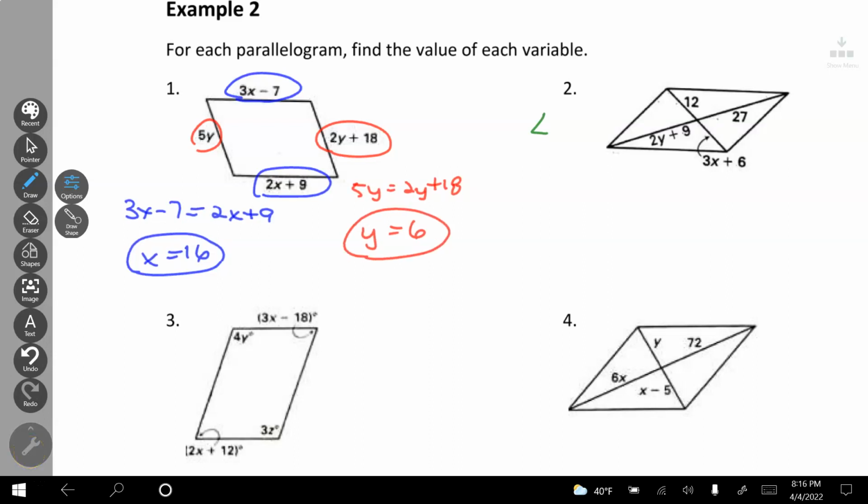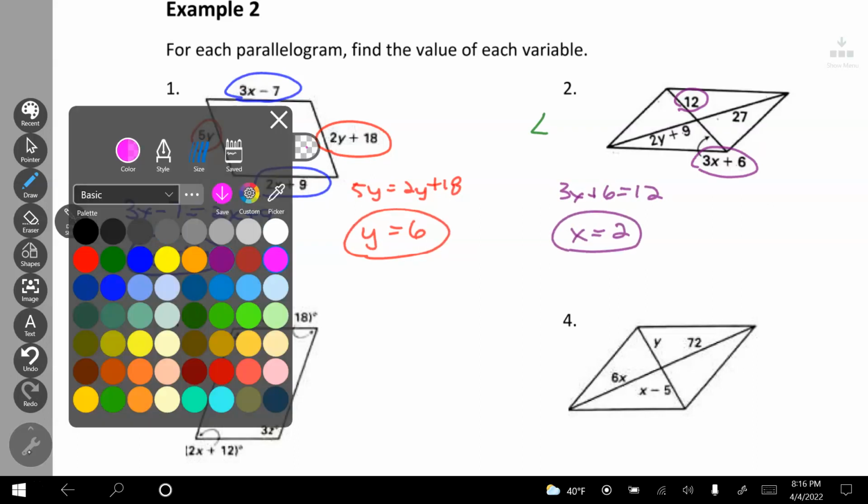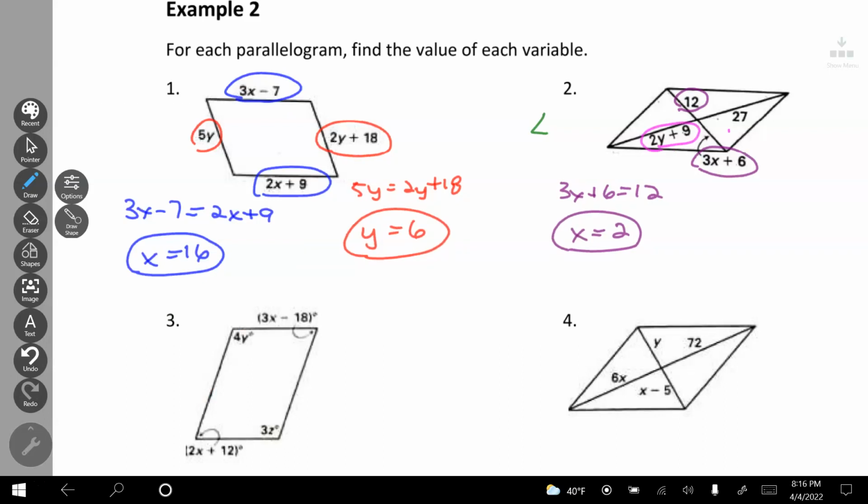I know in parallelograms that the diagonals bisect each other, so I know that 12 and 3x plus 6 are equal to each other, and I do my algebra, and I got x equals 2. And then the other diagonal, I know that these two are equal to each other.